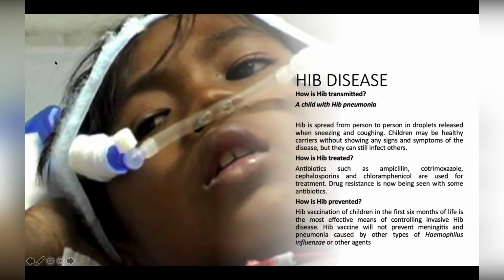How is it prevented? Vaccination of children in the first 6 months of life is the most effective means of controlling invasive disease. Hib vaccine will not prevent meningitis and pneumonia caused by other types of Haemophilus influenzae or other agents.